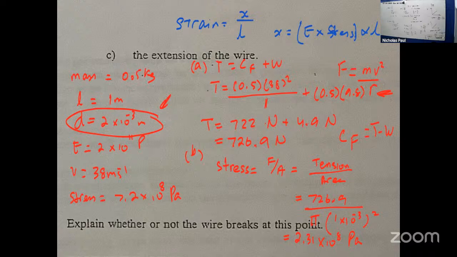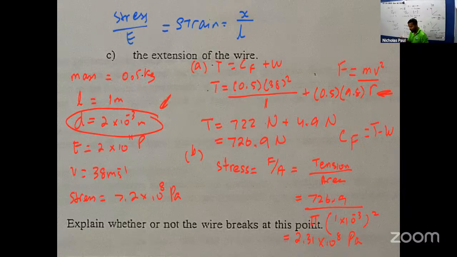No, I use the same thing here, or rearrange it. Just find strain. Strain is equal to stress over Young's modulus. And when you find strain, then find extension. So find your strain first, and then multiply it by the length, 1.